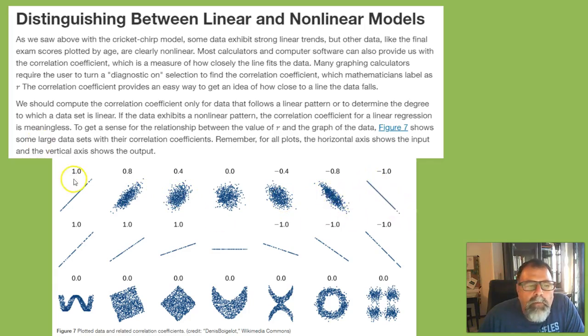So the difference between 1 and negative 1 is, we say 1 is a strong positive correlation. So basically you're going to have a positive slope when you graph it, and this one will have a negative slope. Okay. All right. So basically, the closer to 1 it is, the more it resembles a line.